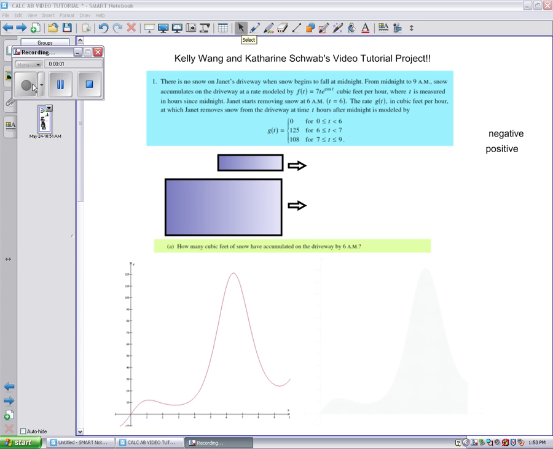Good morning, class. Today we will be solving question 1 on the 2010 Calculus AB AP exam. There is no snow on Janet's driveway when snow begins to fall at midnight.